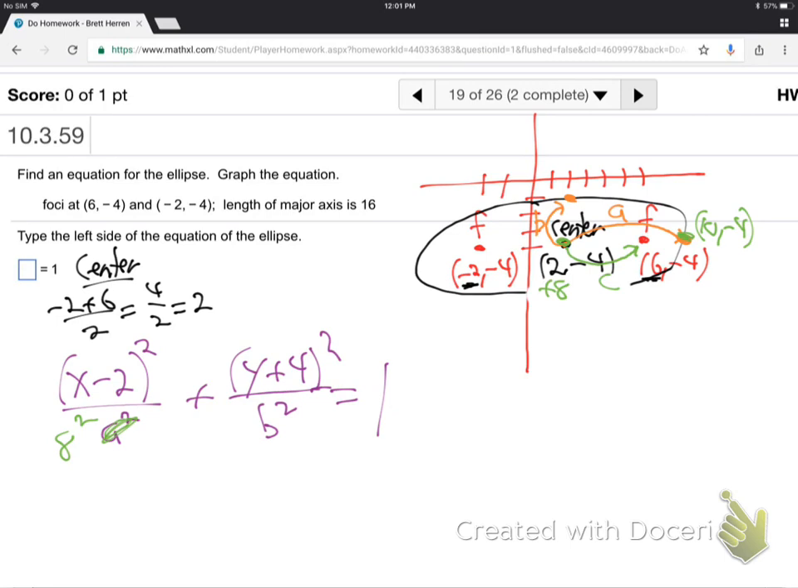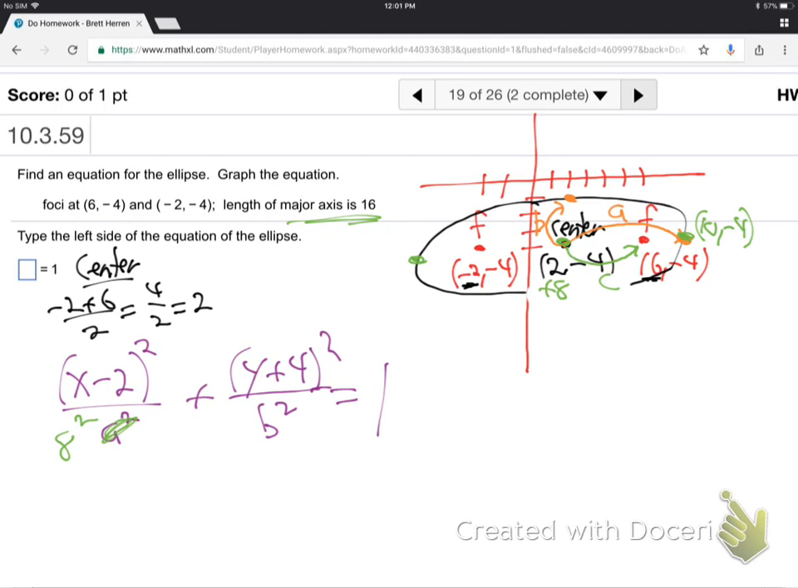Does that make sense? So the 8, because the major axis is 16, that means all the way across is 16. It's like all the way across the circle, like a diameter, but they just want halfway, the radius. Get the idea? A is just halfway, like a radius instead of a diameter. The major axis is 16. The width is 16 all the way across, so it's 8 from the middle to the edge.